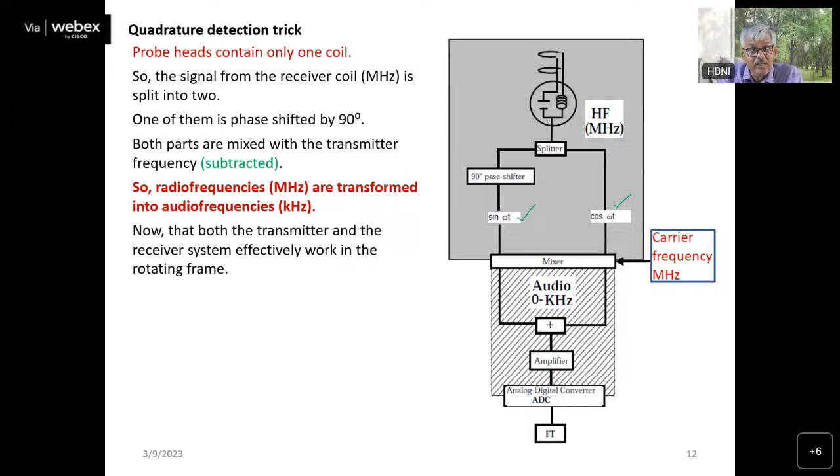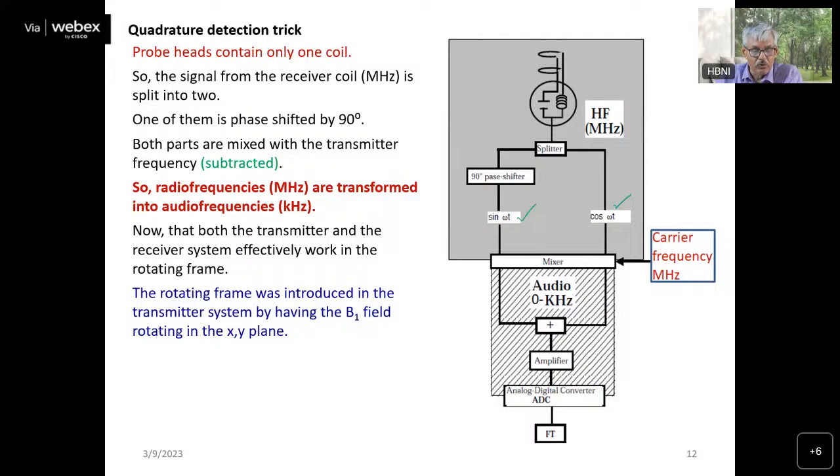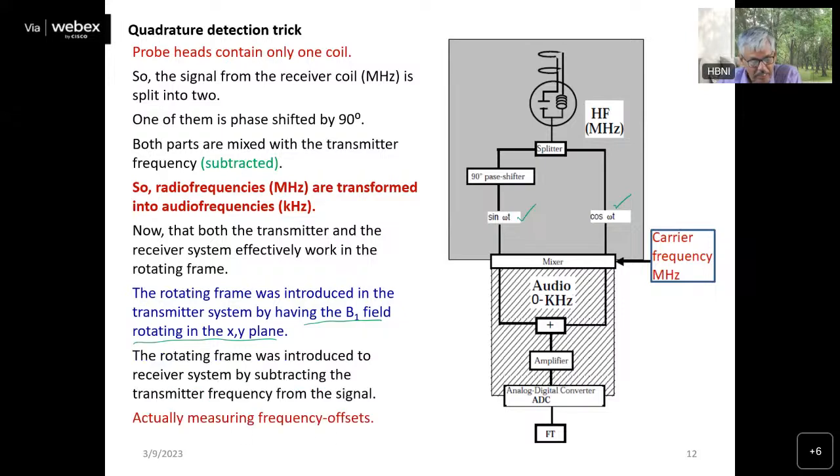So now we have explained how both the transmitter and the receiver system effectively work in the rotating frame. The rotating frame was introduced in the transmitter system by having the B1 field rotating in the XY plane, which is equivalent to your rotating frame frequency, and the rotating frame was introduced in the receiver system by subtracting the transmitter frequency from the signal. So what we are actually doing is measuring the frequency offset.